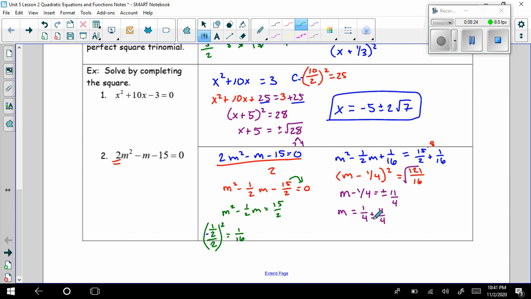Those already have common denominators. I just need to make sure I do both of them. So I get 1 plus 11 is 12, divided by 4 is 3. And then 1 minus 11 is negative 10 over 4, which is negative 5 over 2. You could plug that in and see if they both work. I'm telling you this one does.